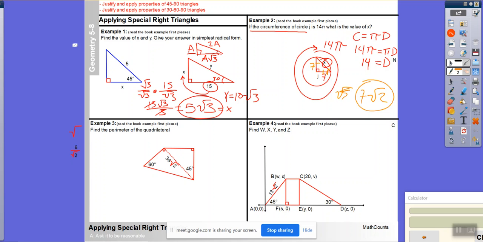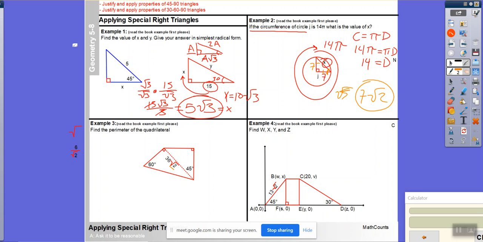Okay. So what is going to be easier to do first? Is it going to be easier to find the side lengths for the isosceles right triangle, or find the side lengths for the 30-60 right triangle? Yes, isosceles. The isosceles, because of the square root of 2.